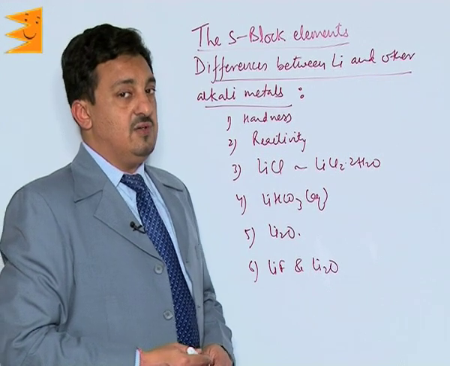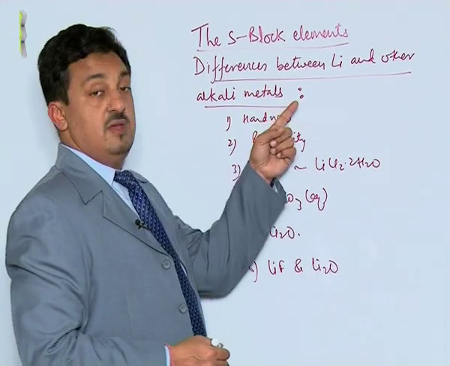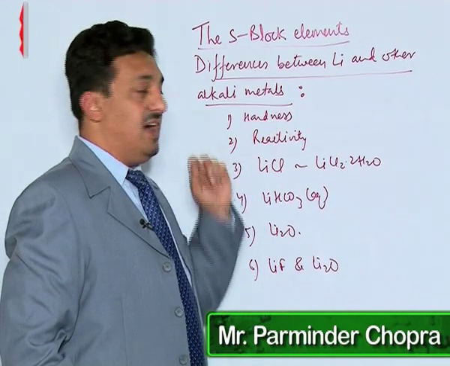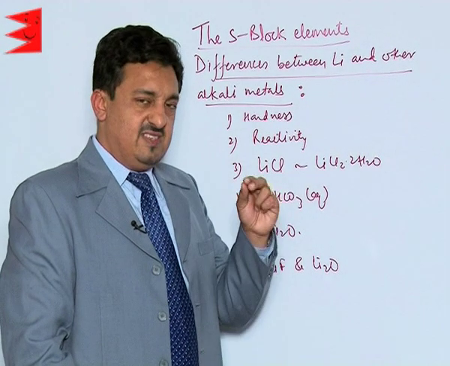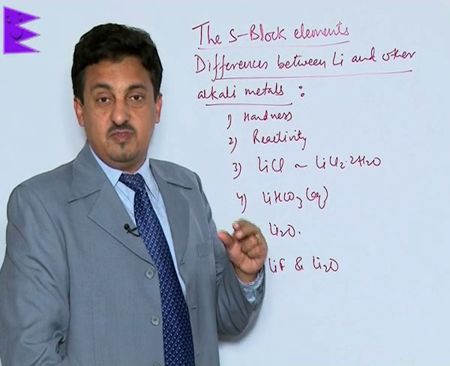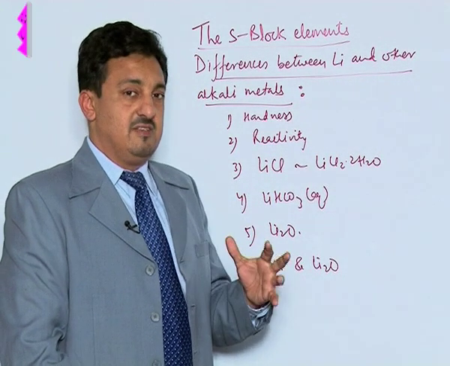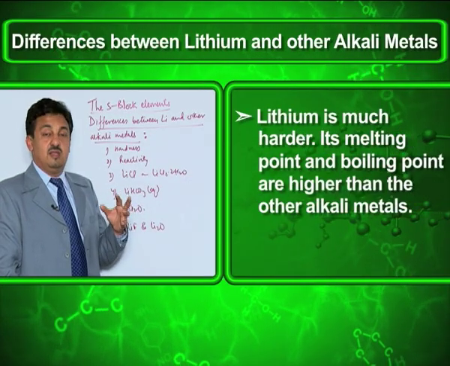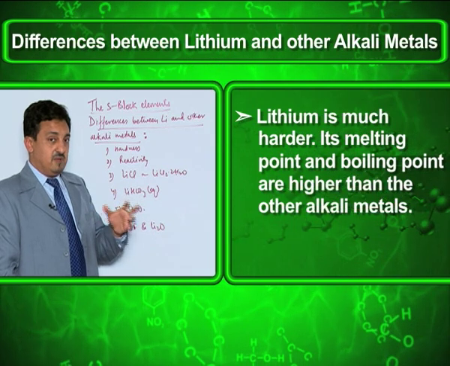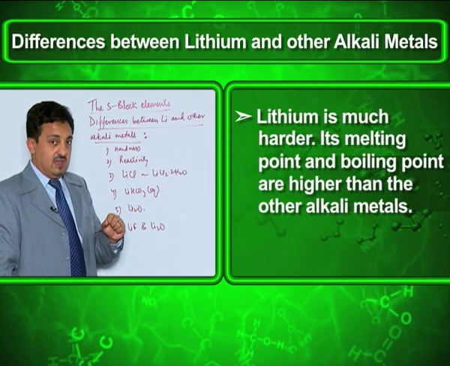Now let us see how lithium is different from the rest of the alkali metals. The first is its hardness. We know that due to its exceptionally small atomic size, it has very compact packing of its atoms in the solid state, and that is why it is very hard. It is the hardest among all the alkalis. So that is how it becomes very different from the rest of the alkali metals.